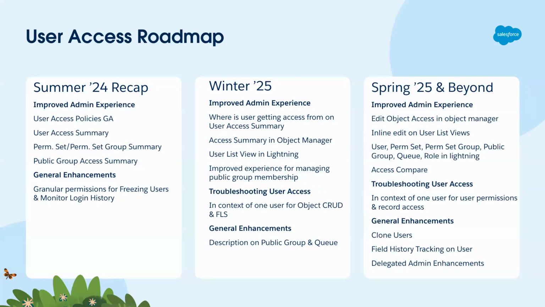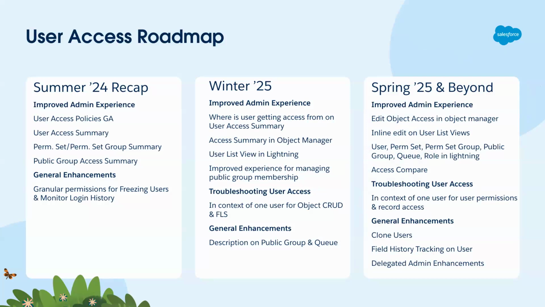So just a quick recap on what we released in summer 24: user access policies are now generally available. You have summary on user, permission set group, and public group, as well as granular permissions for freezing users and monitoring login history. So winter 25, this is what we're hoping to deliver.